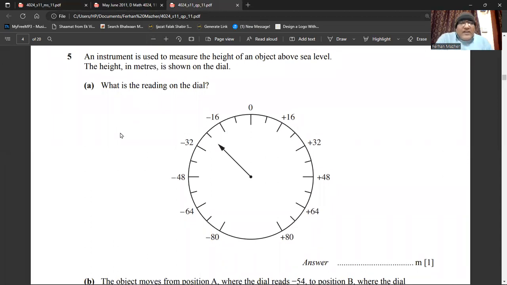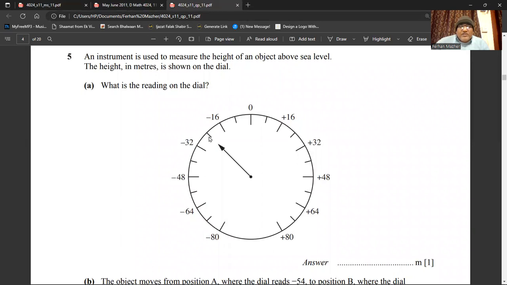Question number 5: an instrument is used to measure the height of an object above sea level. The height in meters is shown on the dial. A part: what is the reading on the dial? You see, this is 0, this is 16, this is 32, this is 48, this is 64, this is 80. So that's the mid of the 0 and 16. So that will be 8.